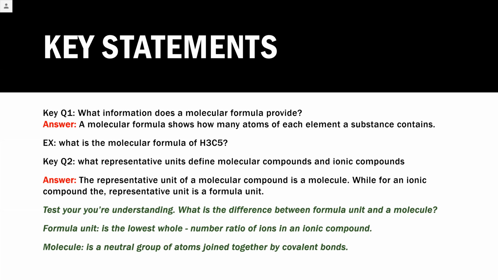So, key question number 2. What representative units define molecular compounds and ionic compounds? The answer is the representative unit of a molecular compound is a molecule, while for an ionic compound, the representative unit is a formula unit. Test your understanding. What is the difference between a formula unit and a molecule? A formula unit is the lowest whole number ratio of ions in an ionic compound. A molecule is a neutral group of atoms joined together by covalent bonds.